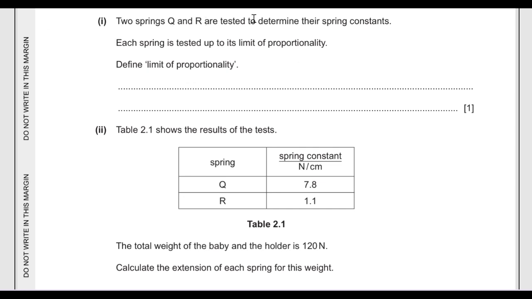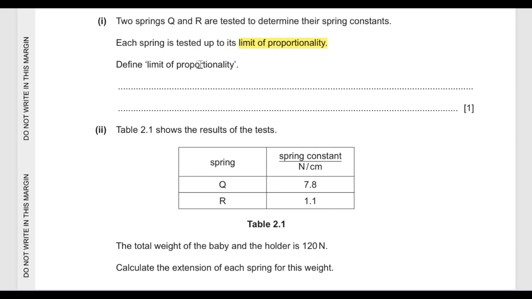Two springs Q and R are tested to determine the spring constant. Each spring is tested up to its limit of proportionality. Define limit of proportionality. Hooke said that load is directly proportional to extension produced. That means the graph would be a straight line. But there comes a point on this graph after which the linearity relation doesn't hold and the graph starts curving up. And this point is said to be the limit of proportionality.